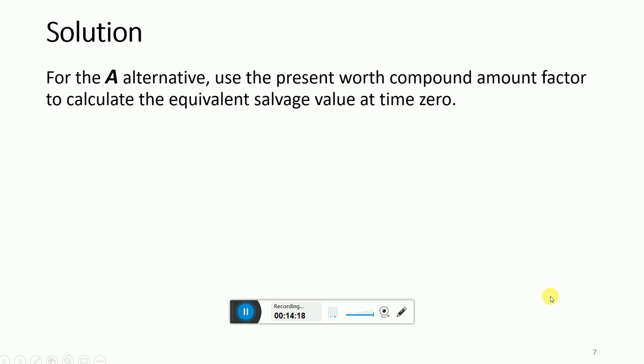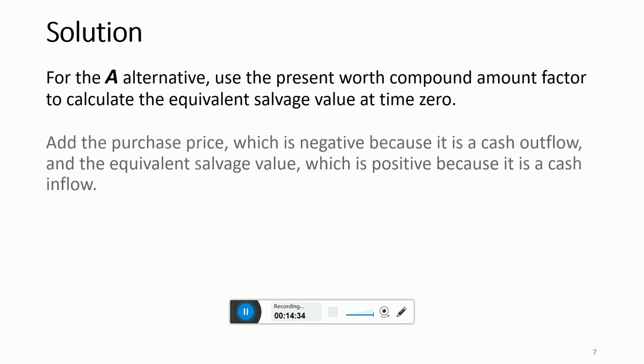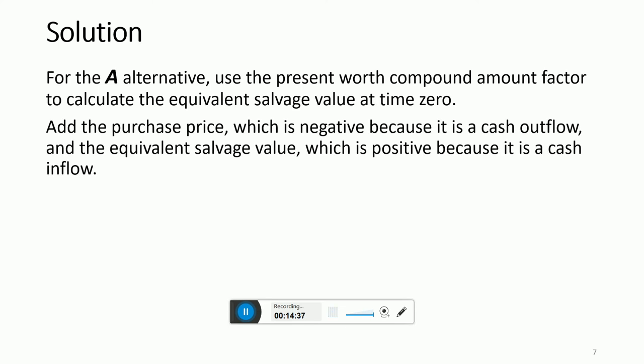For alternative A, we have to use the present worth compound amount factor to calculate the equivalent salvage value at time 0. We have to add the purchase price, which is negative because it's a cash outflow. As we discussed in our previous lecture, the purchase price is a negative cash flow. However, the equivalent salvage value is a positive cash flow.